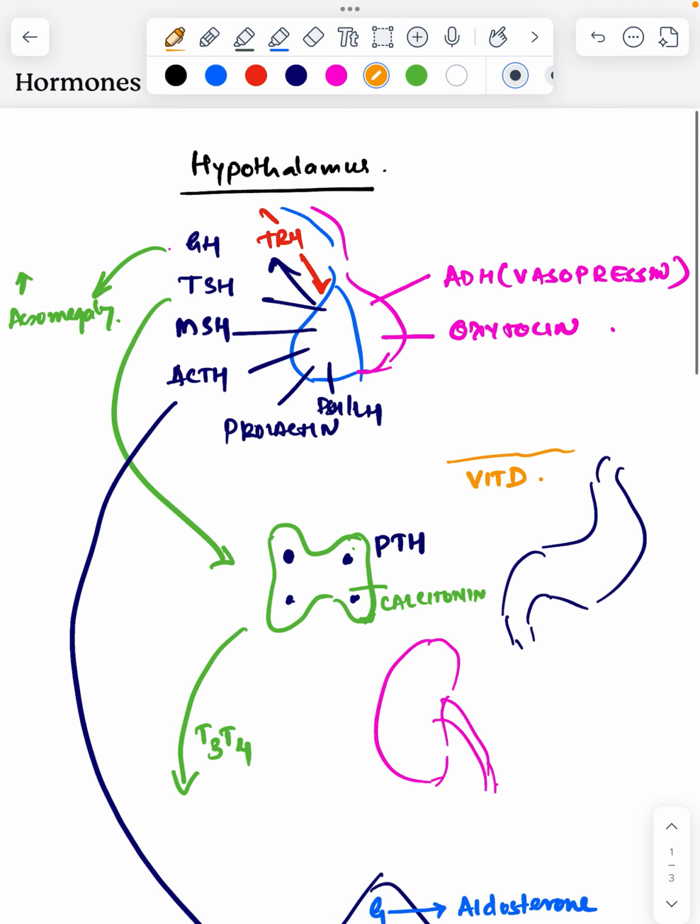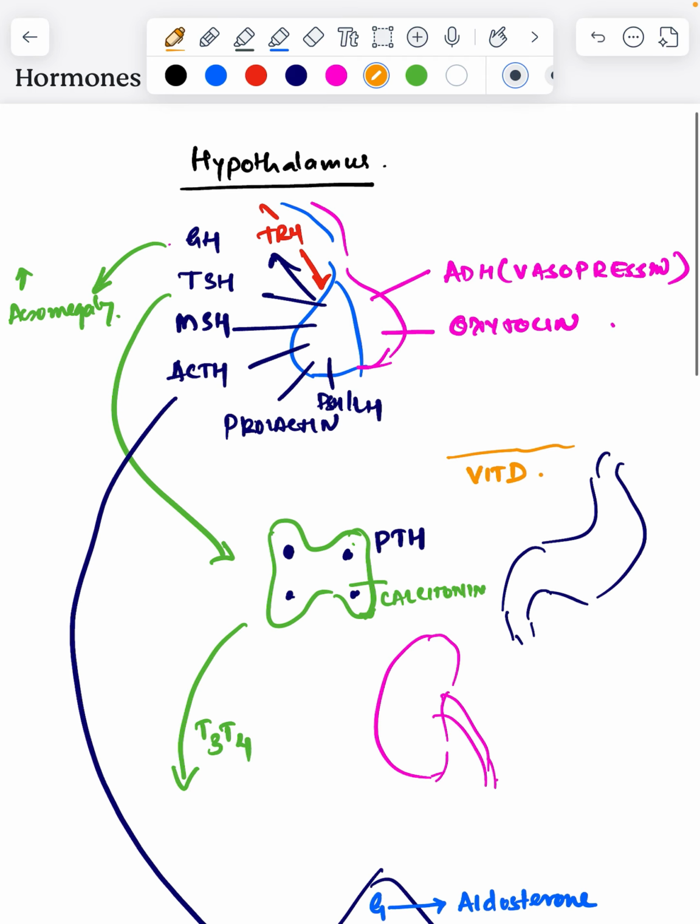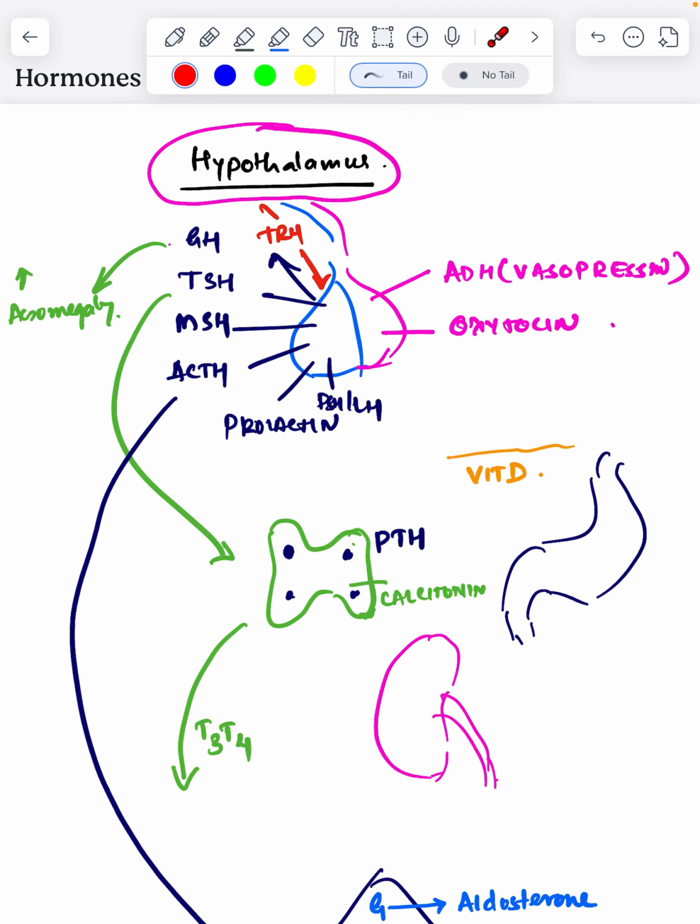So let's understand about the hormones, common hormones which are asked in the exam. The highest controlling center is the hypothalamus. It is above. Then the next important is the pituitary gland. This you can see, a pituitary gland. It is situated here.